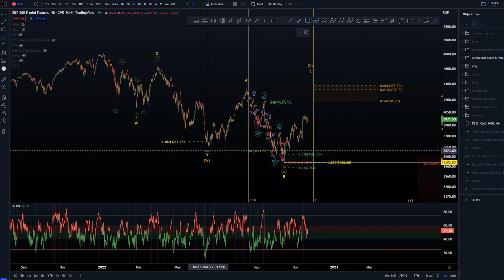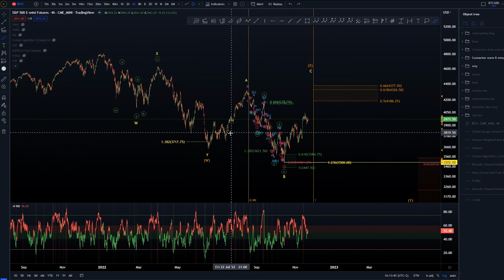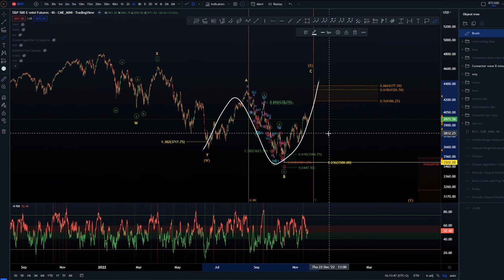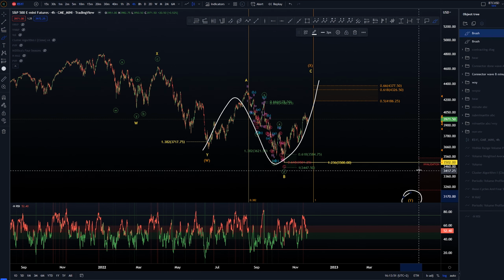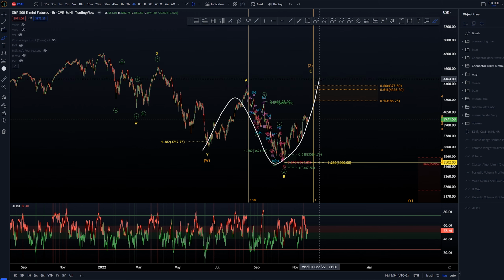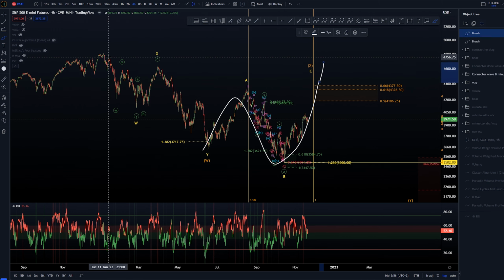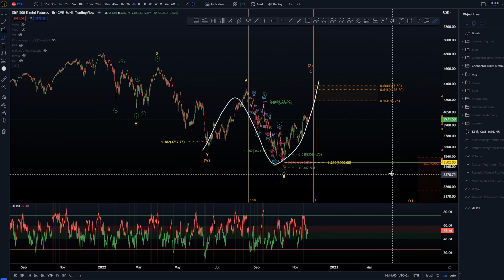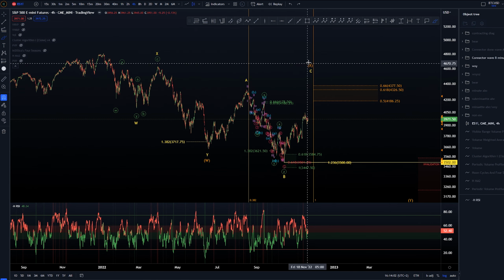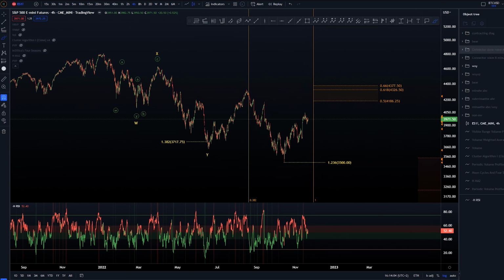Again, labeled like this, this would be a large W if this was the larger connector wave, and then we would be again looking for a three-wave structure into this wave Y. Only if we are getting a 90% or higher retracement of this move here, we would be looking for this as an ABC downwards. I don't think that's going to be happening, so this is the expectation at the moment.